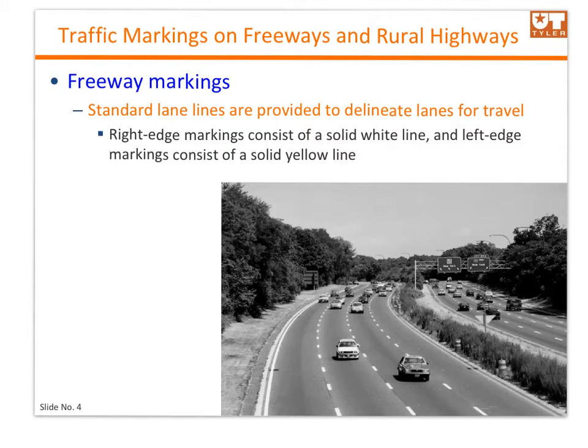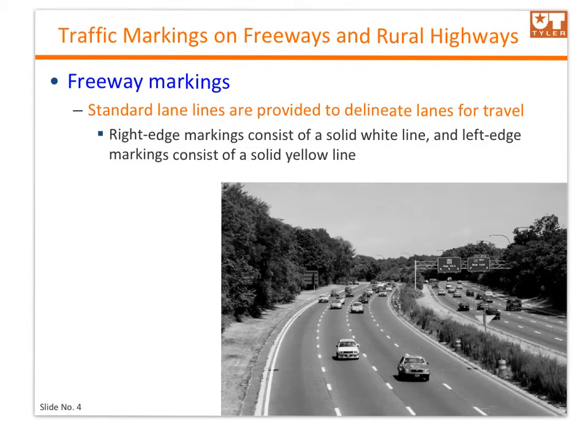While, as you could see also, at the right edge, you see right edge markings, which consist of a solid white line to indicate that you cannot exceed this line or cannot drive on the shoulder. Same thing when it comes to the left edge marking. It also consider a solid yellow line rather than a white line. The yellow line indicating that this is the end of the 4 lanes going in certain direction, and there is a median, and after the median there will be a different direction.